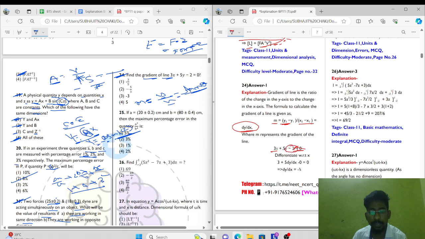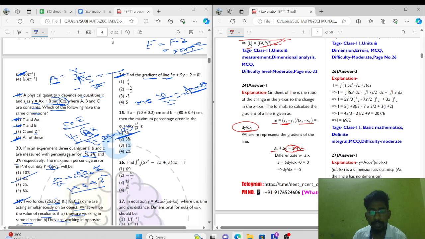So that means it will become, if you take 3 this side, minus 3 by 5 dy by dx, right? So the value of this dy by dx is minus 3 by 5, which is option number 1. Okay, question number 25.